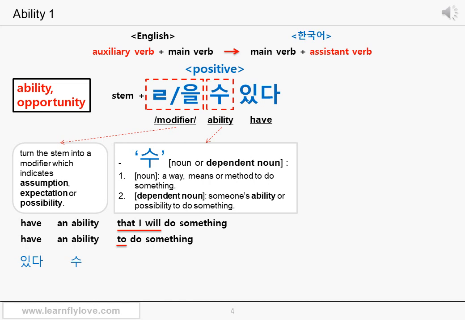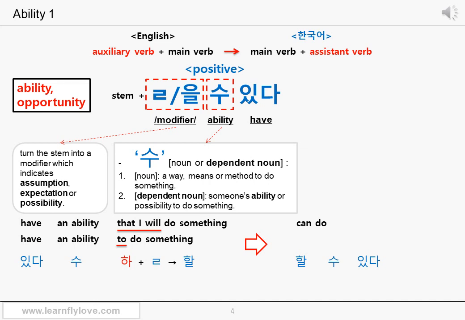And if you use the simplest verb 하다, that I will do part or to do part can be substituted by the stem 하 plus final l consonant, which turns into 할. 할. Therefore, 할 수 있다. 할 수 있다 means can do. Okay? Now you perfectly understand how to say you can do something in Korean.